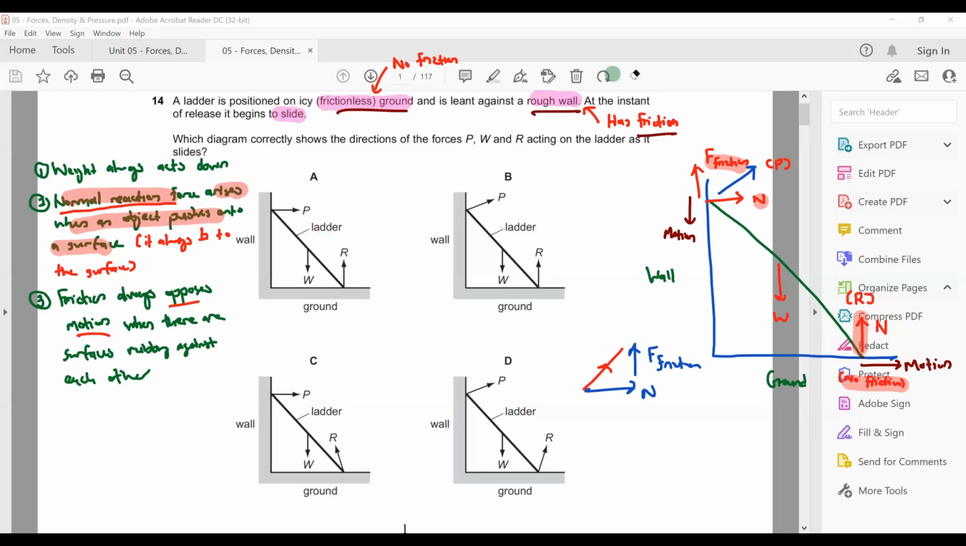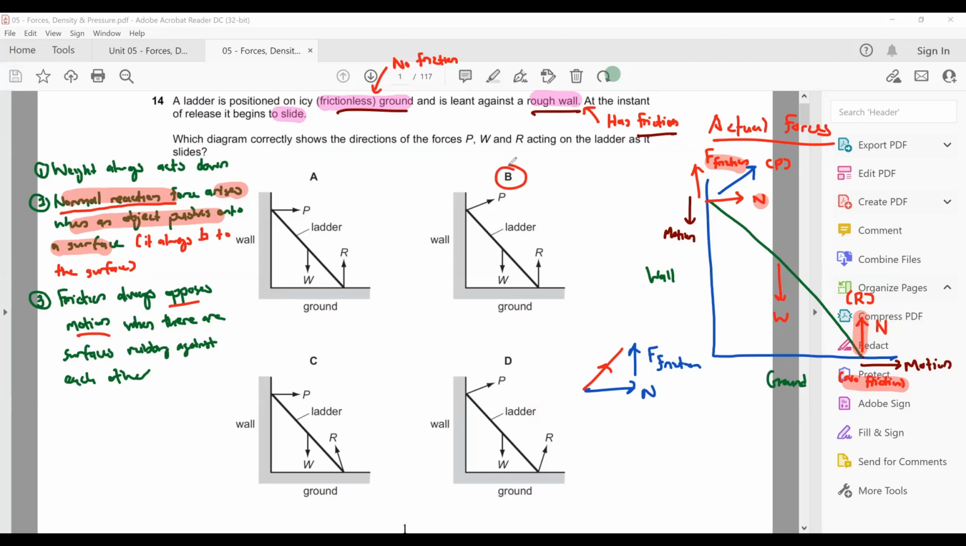This is the actual forces on the ladder right now. So when you look at answer choice A, B, C, D, which one do you think is the answer? I think it's B. Right, so the answer for this one is B.